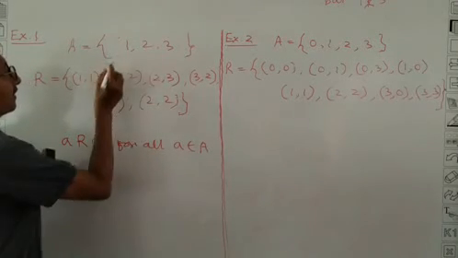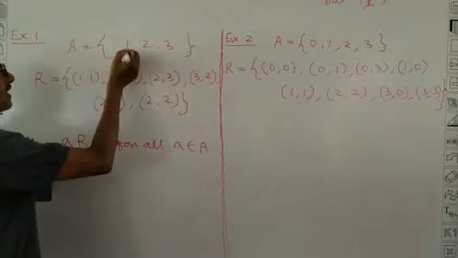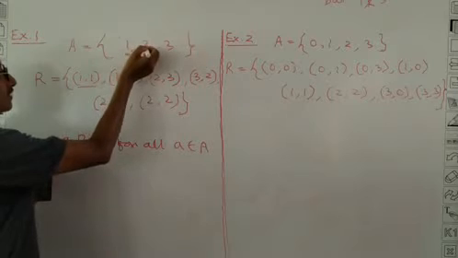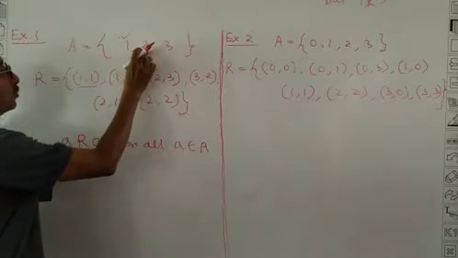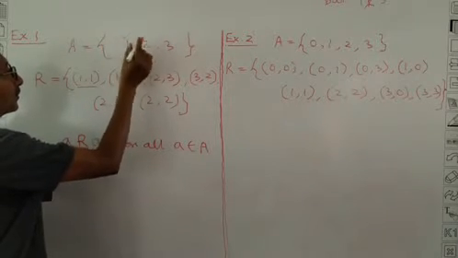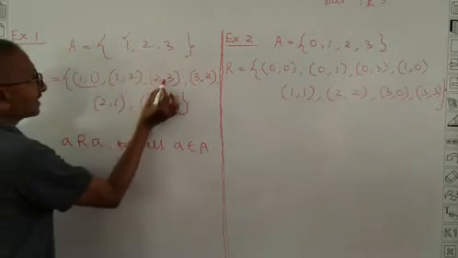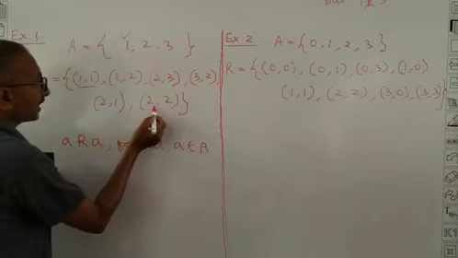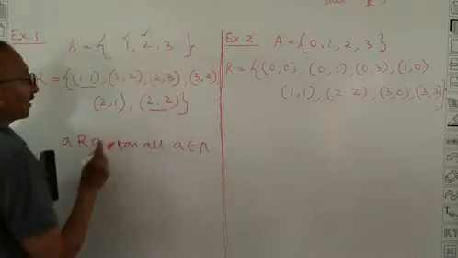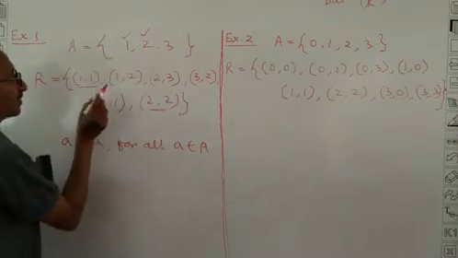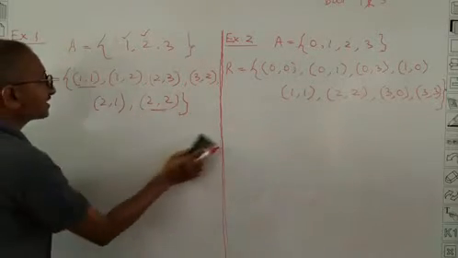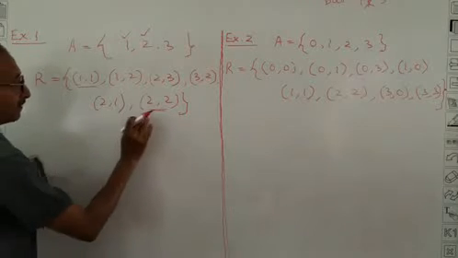For now, element 1: is it related to itself or not? Yes, 1 is related to 1. Is 2 related to 2 or not? Every element I am testing here. Okay, here it is, 2 is related to 2. Now the third case is 3 must be related to 3. Is there any element 3 here? No, it is not there. So it is not a reflexive relation.